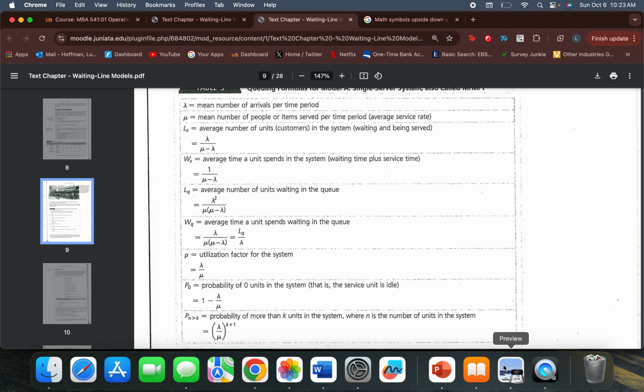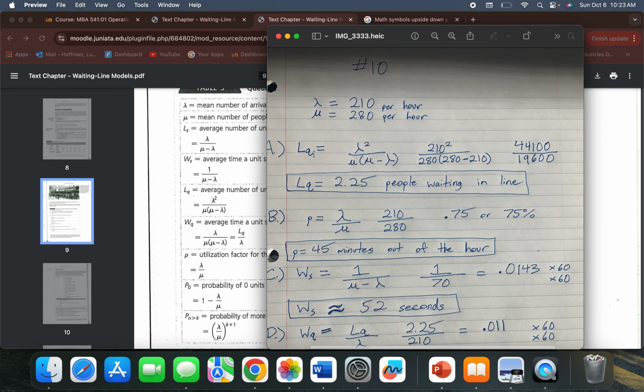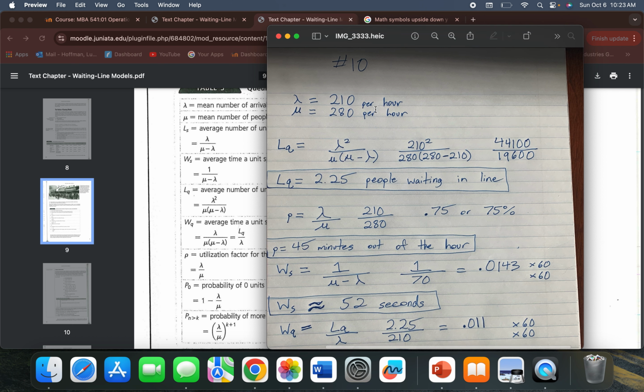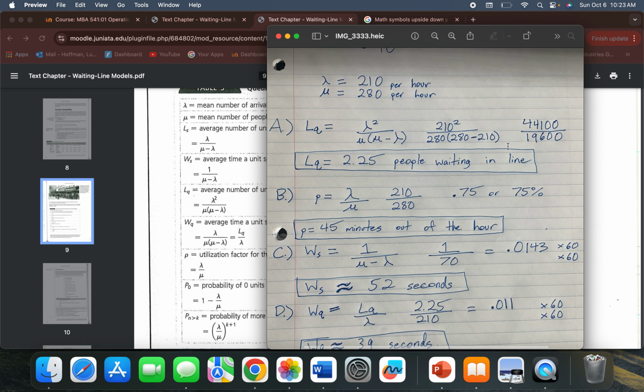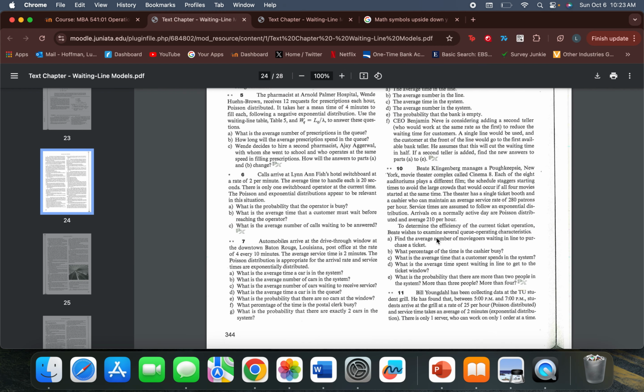This formula is denoted by LQ. Just plug in these two numbers: 210 squared over 280 times (280 minus 210). That comes out to 2.25 people waiting in line. So for A, there'd be about 2.25 moviegoers waiting in line to purchase a ticket.